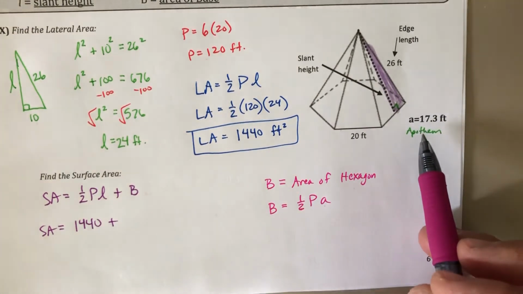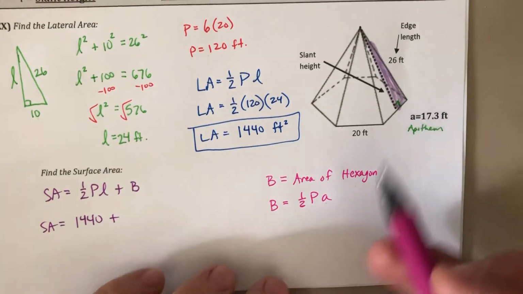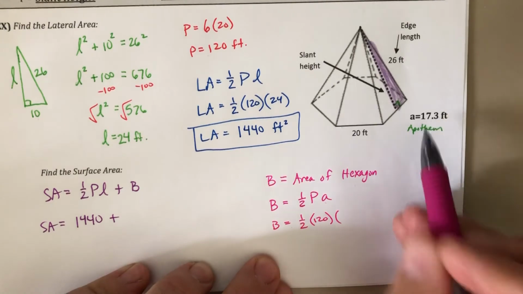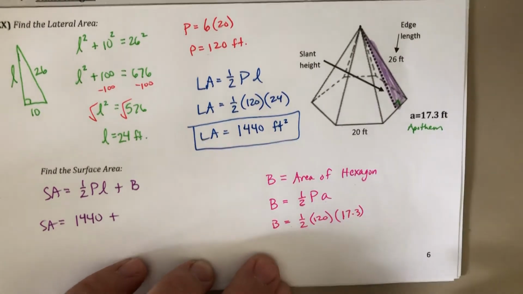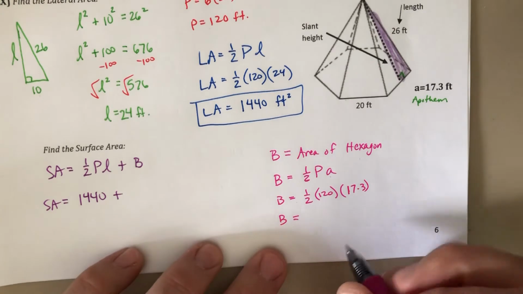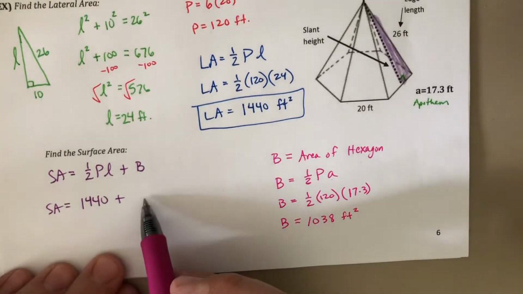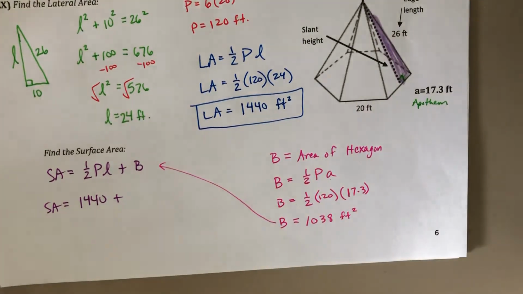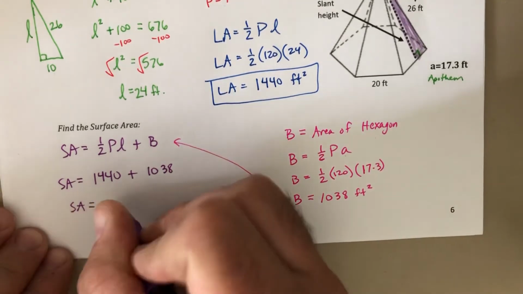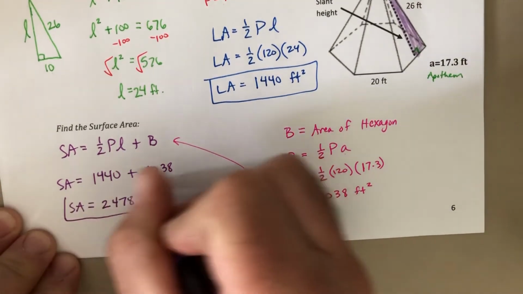So not a lot of work here, right? Last chapter we had to find apothem or find sides or find perimeter. This time we're going to be a little bit nicer to you. We're giving you the information you need. So 1/2 times the perimeter of 120 times this apothem of 17.3 will get us the area of this hexagon, which is our base area. 1/2 times 120 times 17.3 is 1,038 square feet. Okay, but that's going to again go into our formula right here. So we're going to plug in the 1,038, add those up, and we'll have our surface area of 2,478 square feet. And there you go.